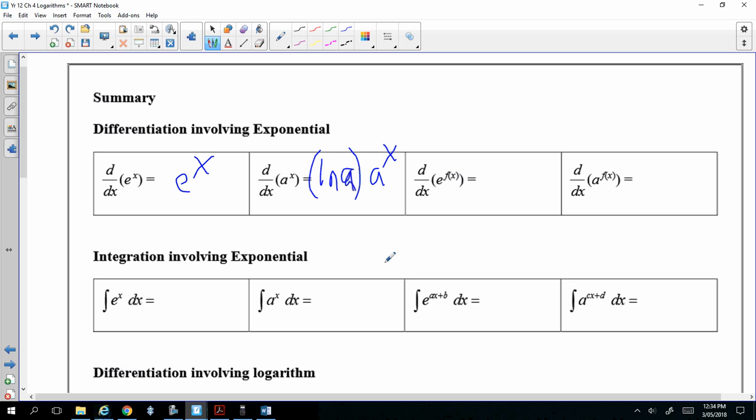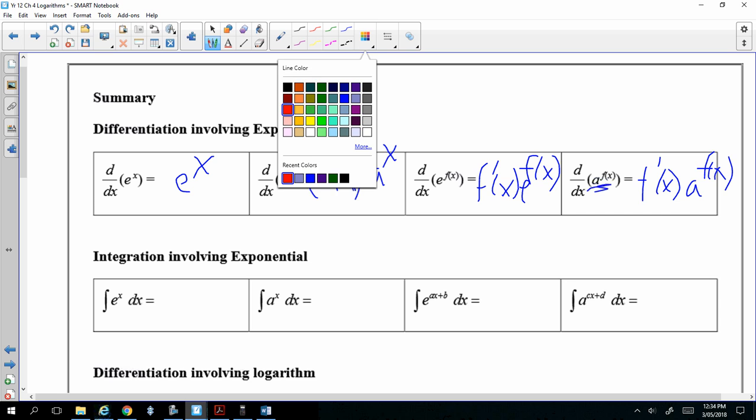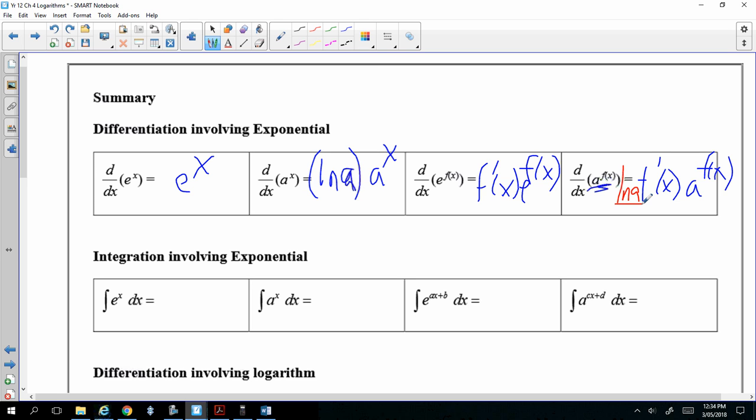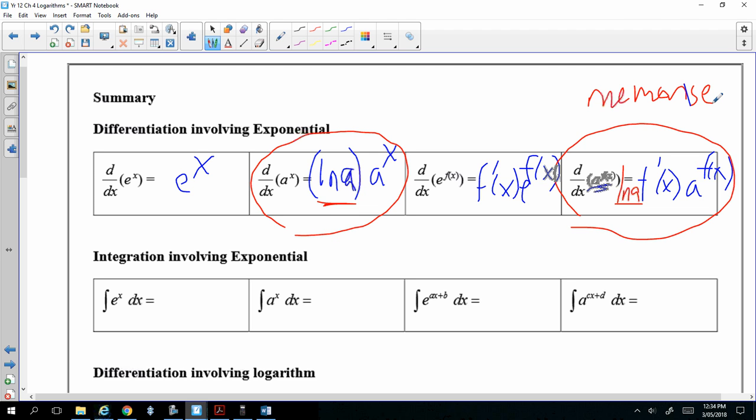And when you differentiate a to the power f(x), it's the same thing. You do f'(x) a to the power f(x), but you only have to add ln a in front, like we did here, right? So it's very simple. Now, unfortunately, these two are not on the formula sheet, so you need to memorize. Only this is on the formula sheet. That's on reference. Okay? But it's very easy to remember. You just have to add an extra this. So if I look at this formula, I could adapt it to this. Just put an extra ln a.